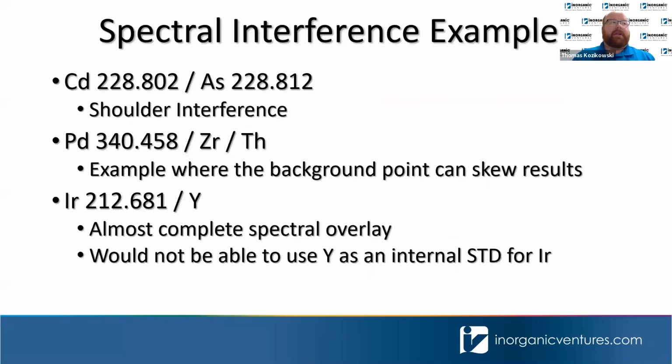The last thing we cared about was spectral interferences. How do these things behave on the instruments? So I've got 3 picked out for us to see: cadmium and arsenic, palladium with zirconium and thorium, and finally iridium with yttrium. I wanted to point this one out because if you use yttrium as an internal standard for your method, and you're dealing with precious metals, you're actually eliminating one of your 2 good iridium lines. So I wanted to point out what you might see in that case.